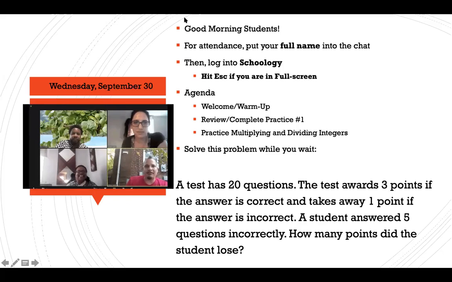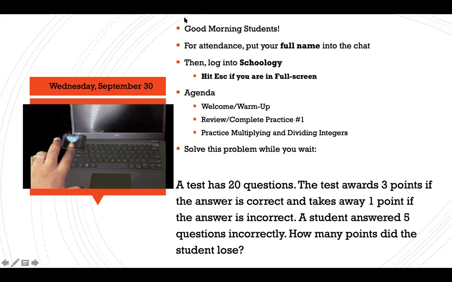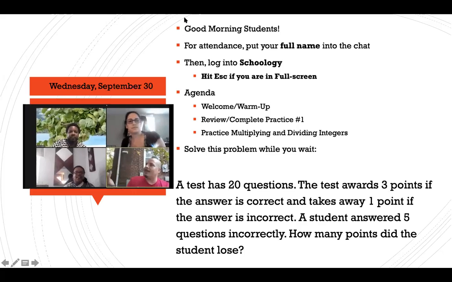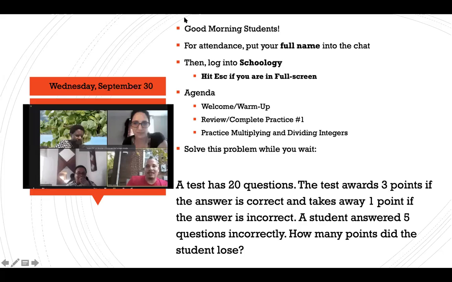So I'm looking at this 20, I'm like, oh, I have to use this 20. Nope, we don't have to use the 20 at all, right? It also says the test awards 3 points if the answer is correct. I don't have to use that 3 at all either, right? This is just useless information. What is important is that I take away 1 point if the answer is incorrect, because it tells me that the student answered 5 questions incorrectly, and it wants me to answer how many points the student lost.